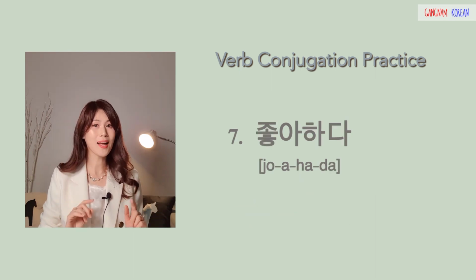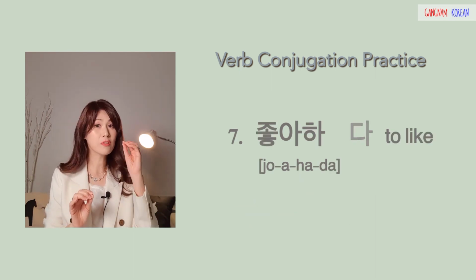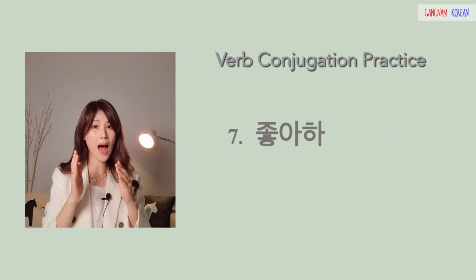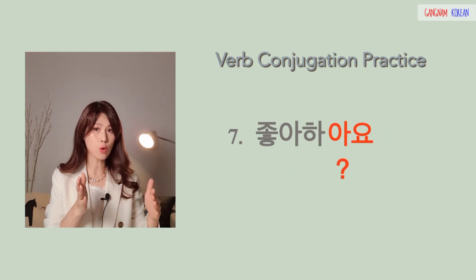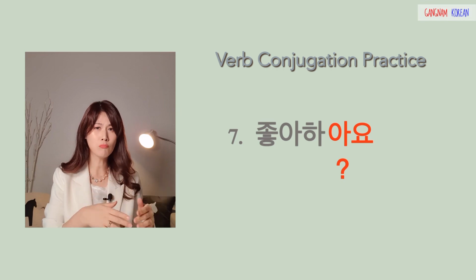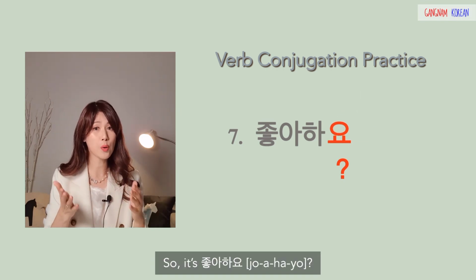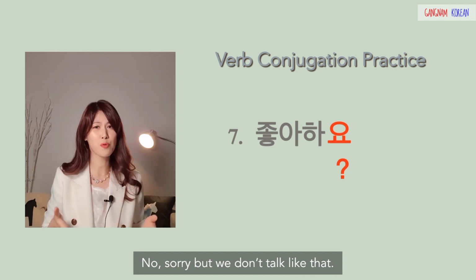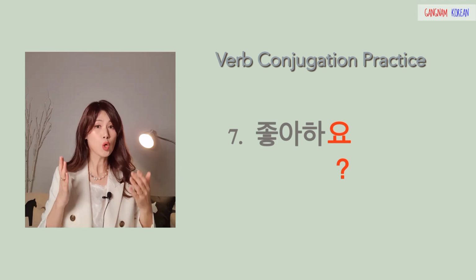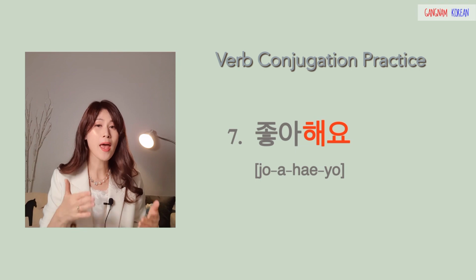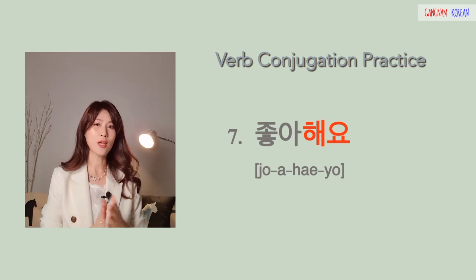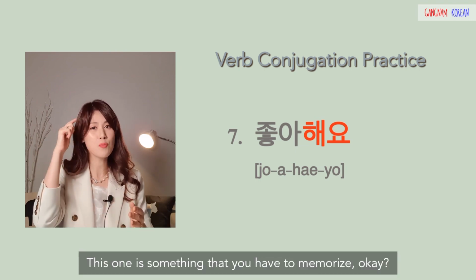Next, 좋아하다, to like. You remove the 다, what's left? 좋아하. And then you add 아요, 좋아하아요. Redundant 아, so you take out that 아, so it's 좋아하요? No, sorry, but we don't talk like that. We say 좋아해요. Why? Okay, this one is something that you have to memorize, okay?